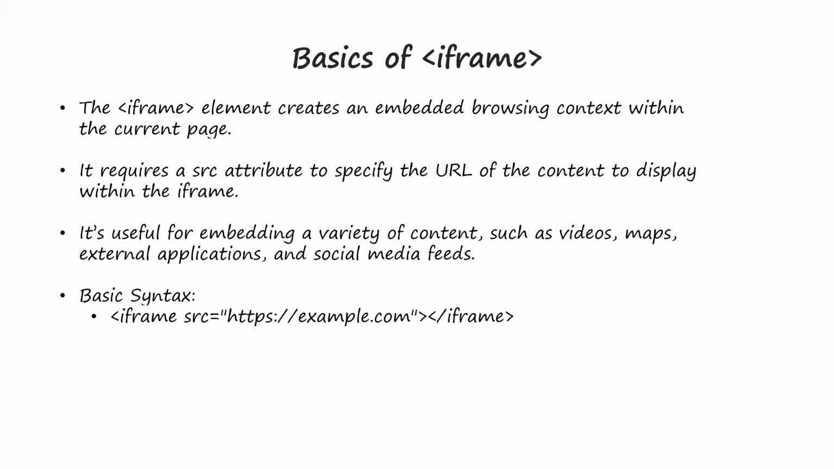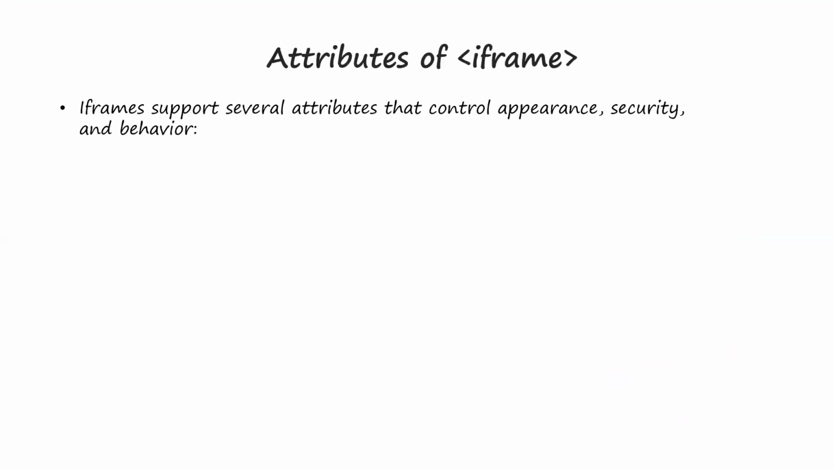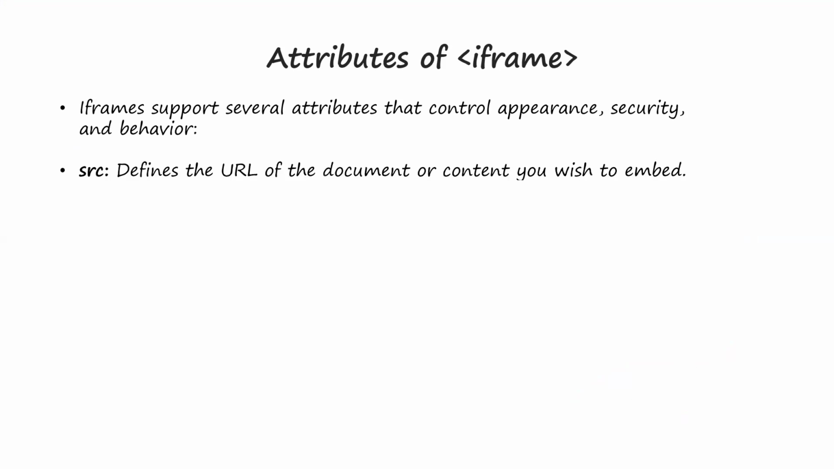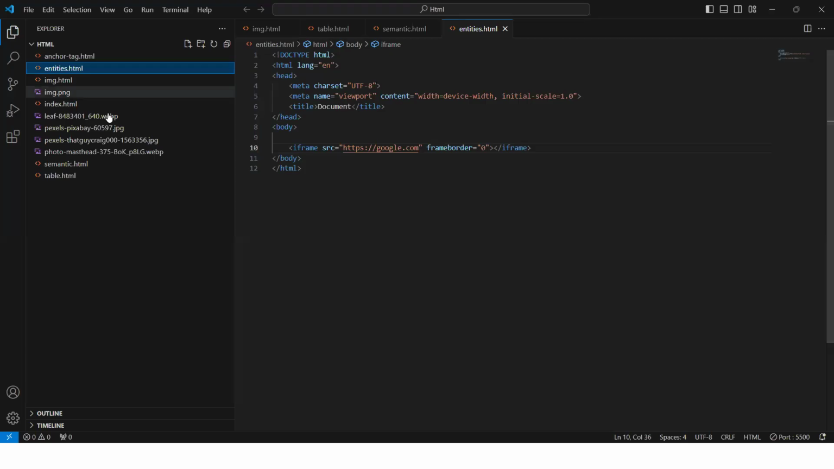So this is the basic syntax. What are some of the attributes of the iframe? Let's take a look at the first one. Iframe supports several attributes that control appearance, security, and behavior. The first one is the source that we have already seen. The source can also be, let's say I have another HTML file here.